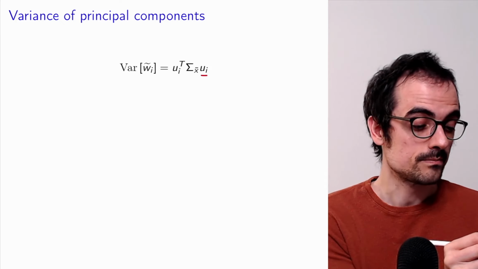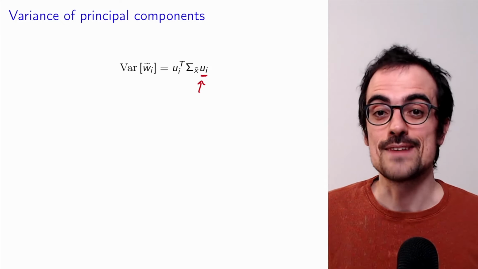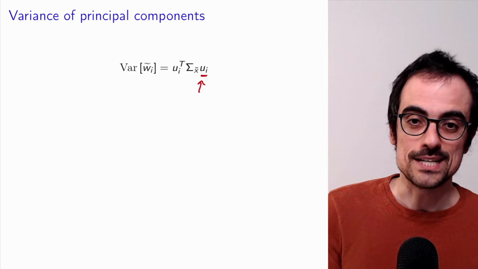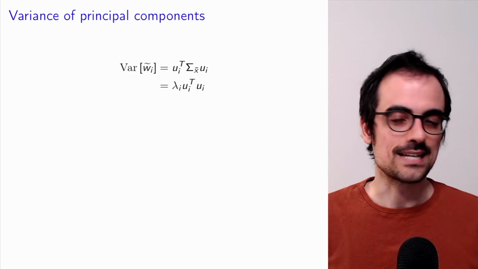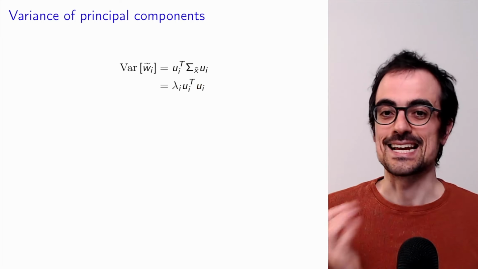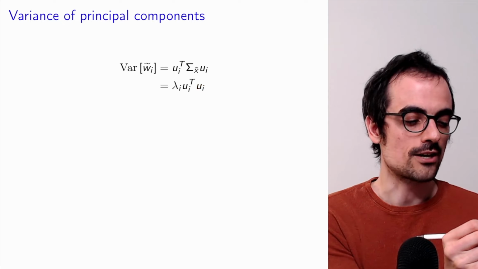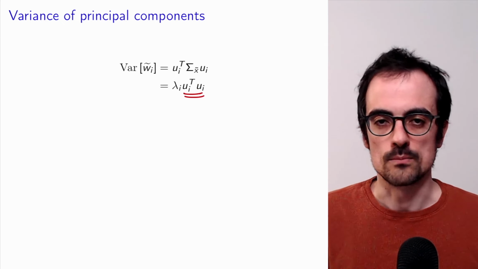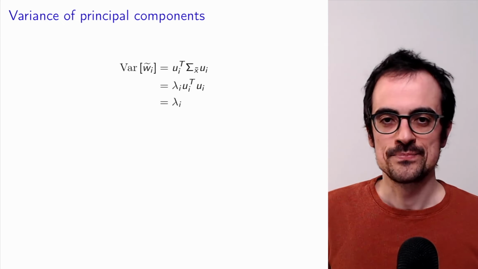But this guy, the principal direction, is an eigenvector of the covariance matrix. So this is just equal to lambda i times ui transpose ui. And as I had mentioned before, these guys are normalized to have unit norm. So this is equal to lambda i.